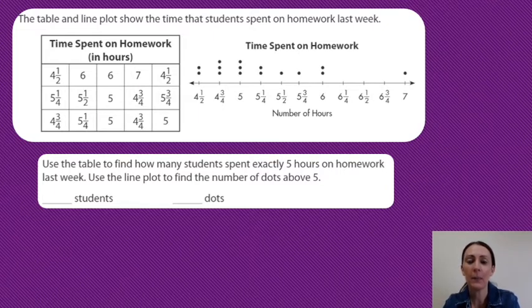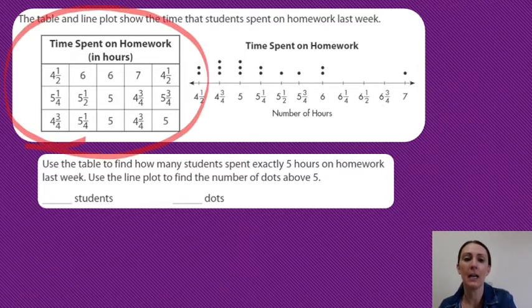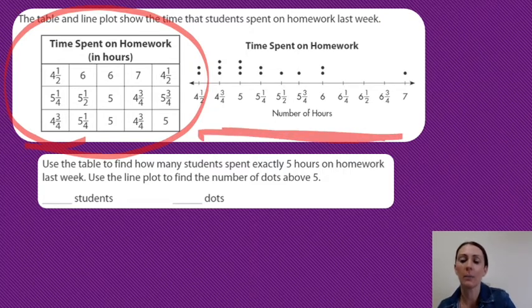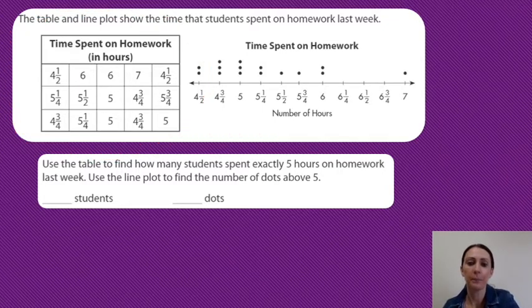Take a look on the page at a line plot and some data that I have. You're going to see that this is the data that is then created into a line plot. And we're not going to get into creating the line plot. That's going to be for another day. But right now, I just want to show you that that's the data and then it's moved into a line plot. Let's take a look at the question.